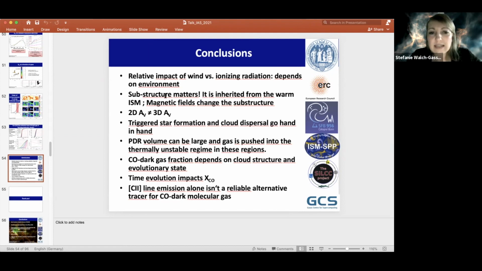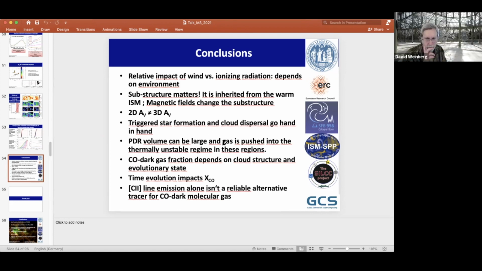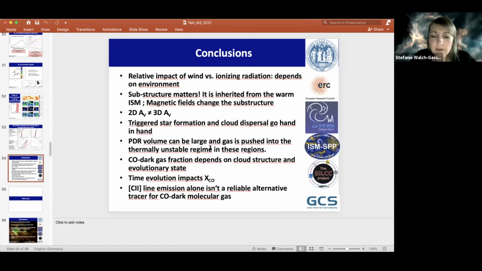We can also see that magnetic fields change the substructure. I didn't have time to show this, but magnetic clouds are more fluffy. They have more extended envelopes. And then I showed you that the volume which is basically PDR, so which has ionization degree between 0 and 1, can be large, and there's a lot of gas which is pushed into the thermally unstable regime due to stellar feedback. And we also saw that the CO dark gas fraction depends on the cloud substructure and state of the cloud. Okay, thank you.